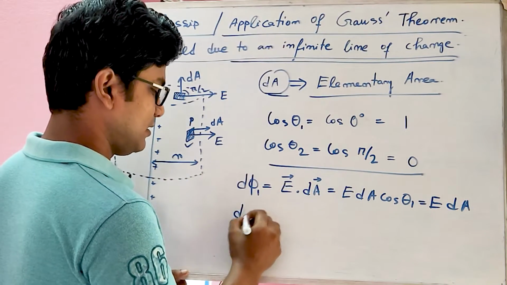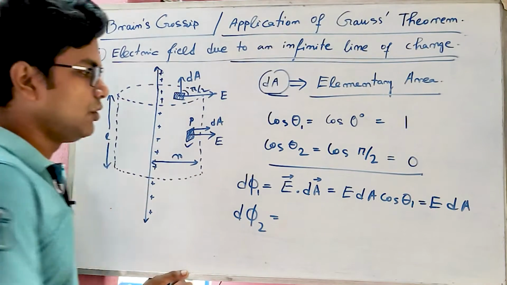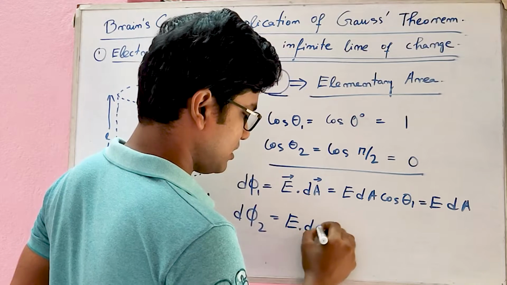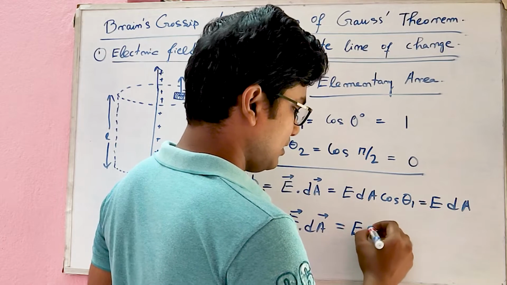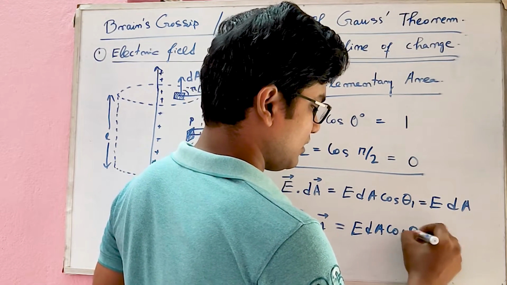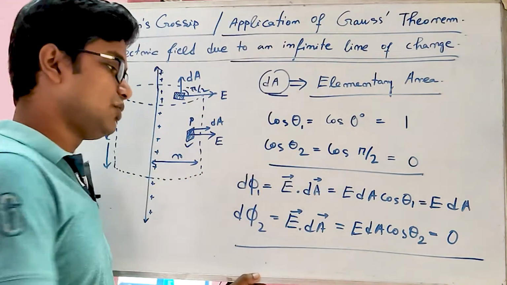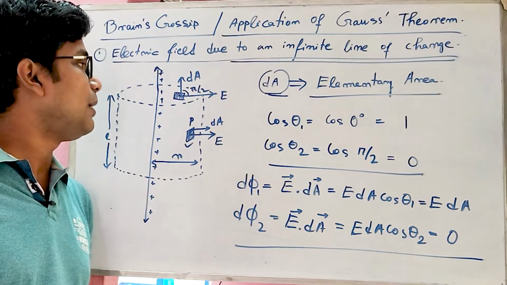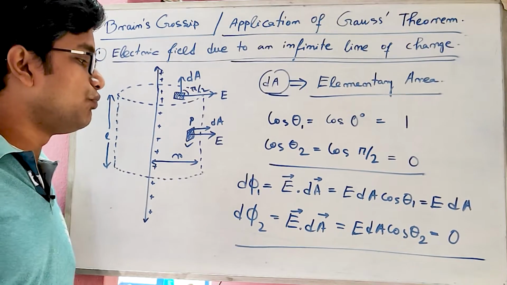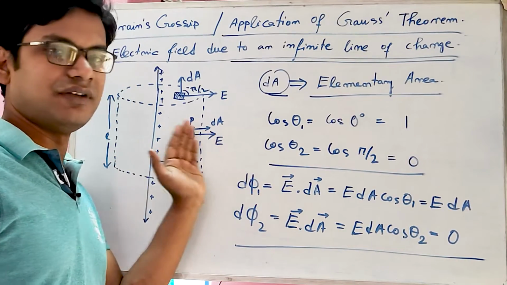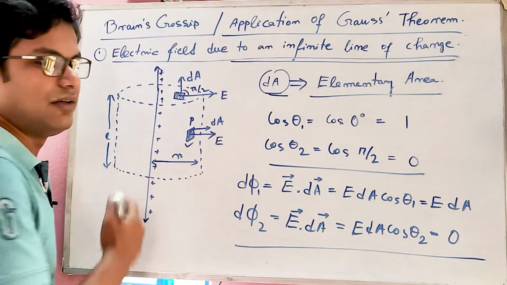Now in the second case, d phi 2, for the upper portion, the plane portion at the top, we can write E dot dA, and here we write E dA cos theta 2, and cos theta 2 equals 0, so it comes to 0. So we don't have to consider the upper and the lower portions of the cylinder in order to calculate the total flux; we will only consider the curved surface. Okay, so let us calculate the total flux through this curved surface.